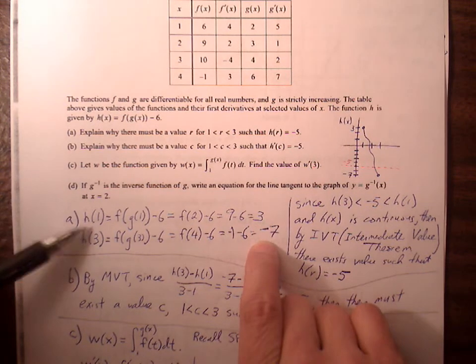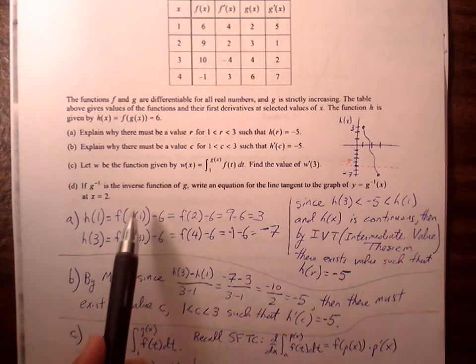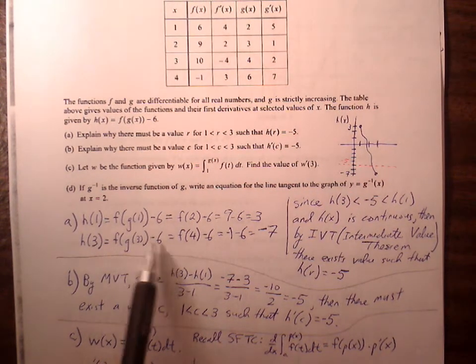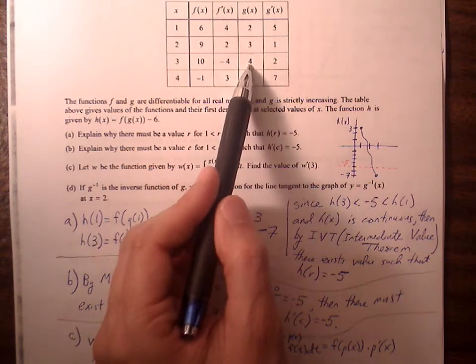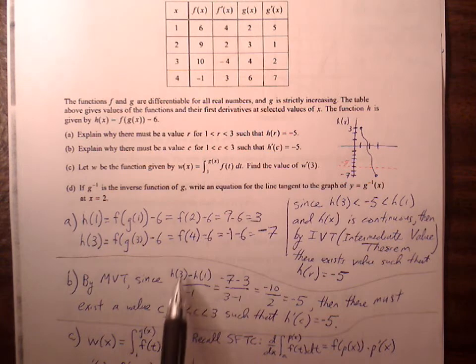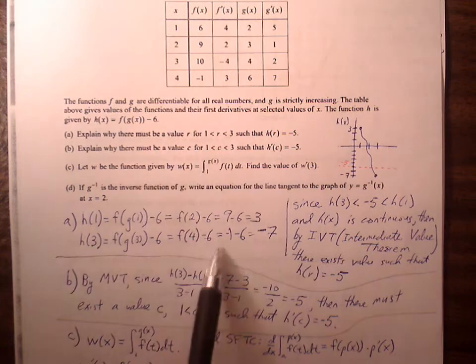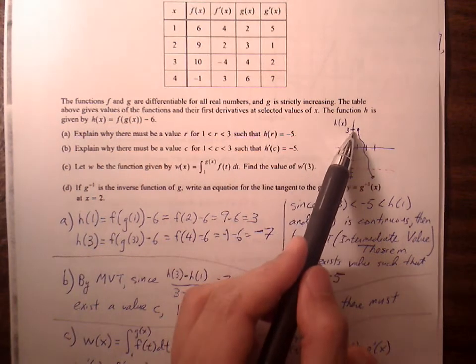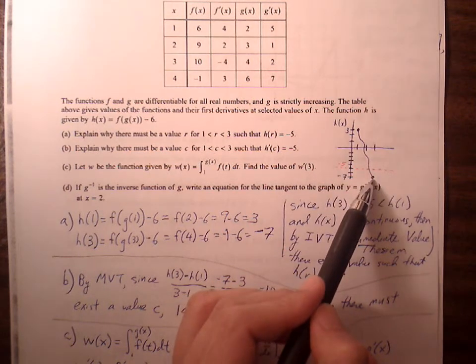And the other endpoint, we plug 3 in for our h of x, so it's f of g of 3 minus 6. G of 3, we look at our table of values. G of 3 is equal to 4. So f of 4 minus 6, we go to our table of values again. F of 4 is equal to negative 1. So negative 1 minus 6 is negative 7. So we have two ordered pairs, two endpoints. One is at ordered pair 1, 3. The other is at ordered pair 3, negative 7.